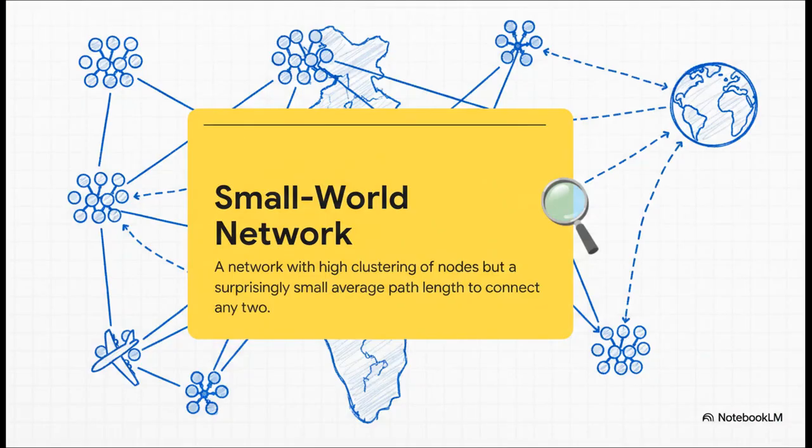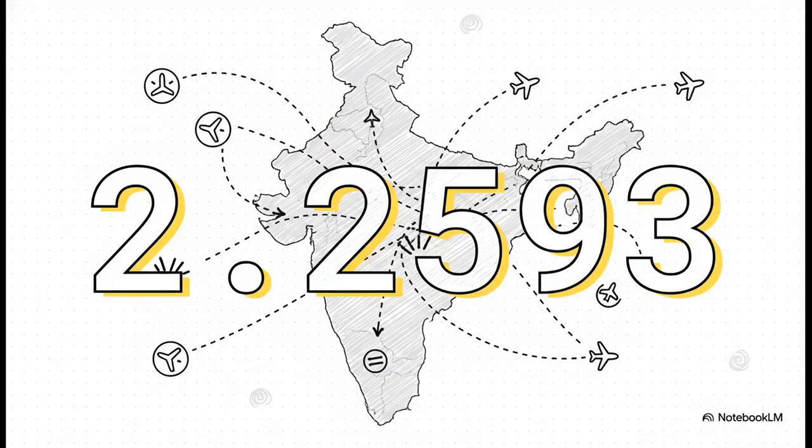So what is a small world network? It's kind of a funny mix. On one side, it's super clustered. That means that airports that are connected to your airport are probably also connected to each other. It's like friends in a small town. But on the other side, the average number of steps to get from any single point to any other point is incredibly small. The classic example you've probably heard of is 6 degrees of separation. So, does India's network fit the bill?